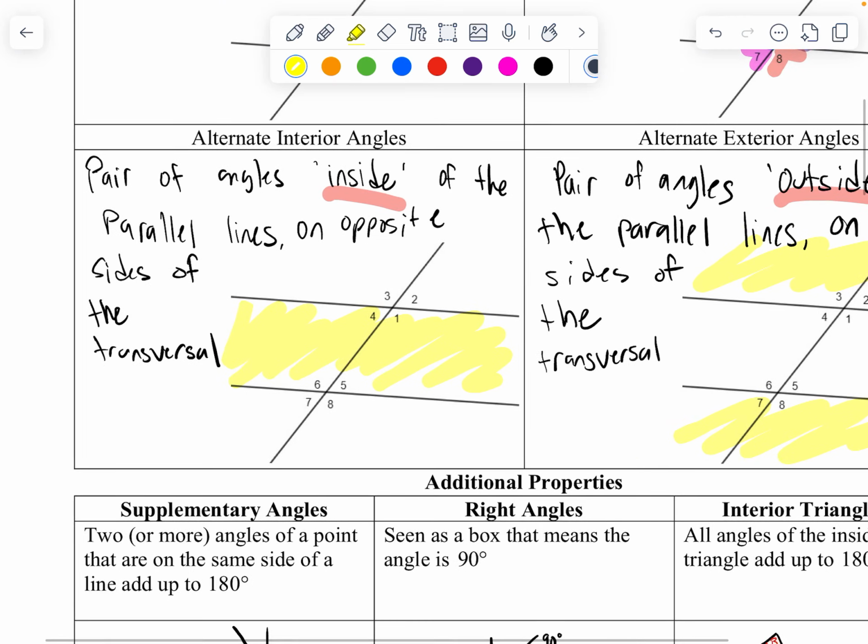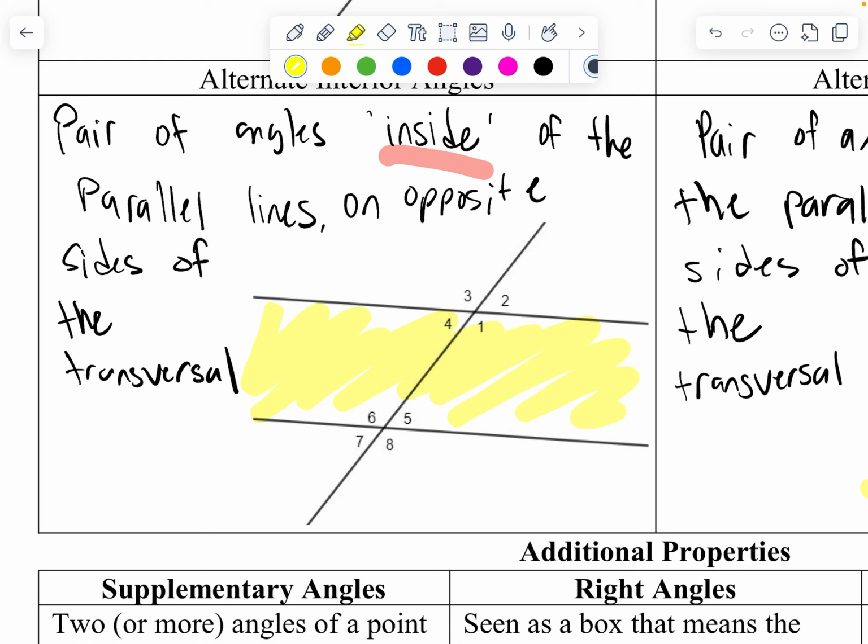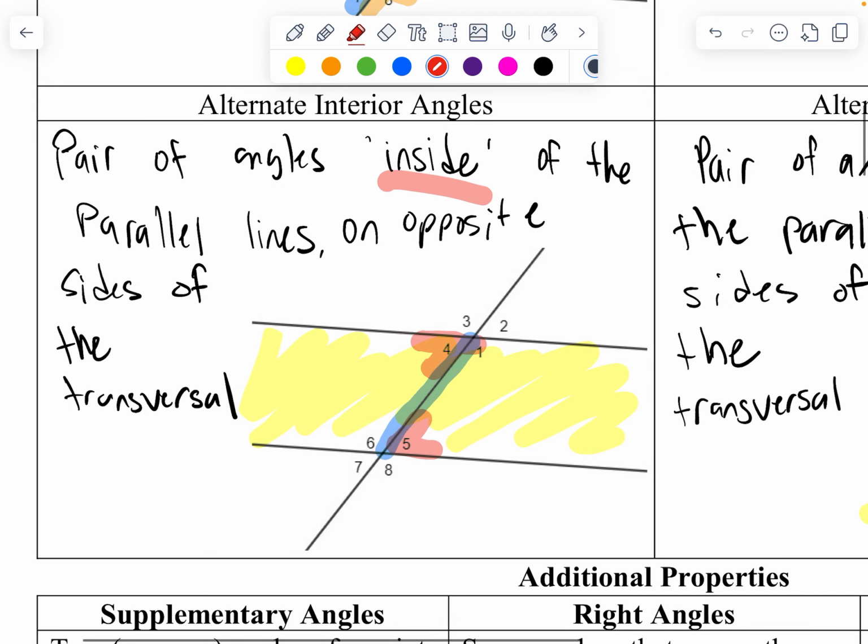Okay, so for the interior angles, we're looking at the angles 4, 1, 6, and 5, right? But we're talking about those angles on the opposite side of the transversal. So, for example, we're alternating angles 4 and 5, but on opposite sides of the transversal. So an alternate interior angle pair is 4 and 5, 1 and 6. Those are your alternate interior angles.